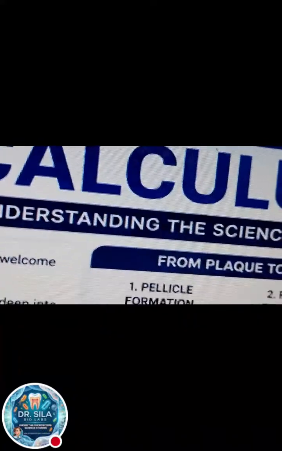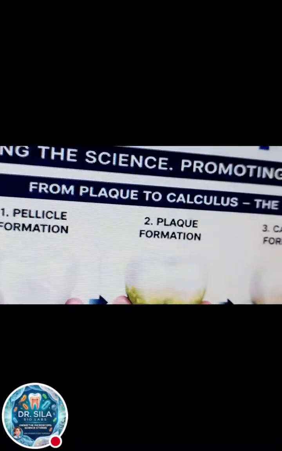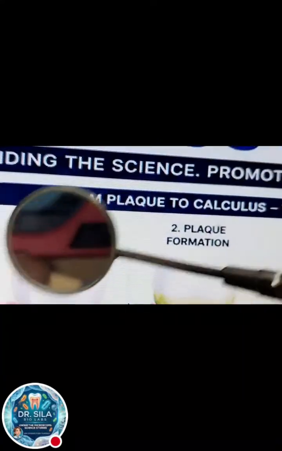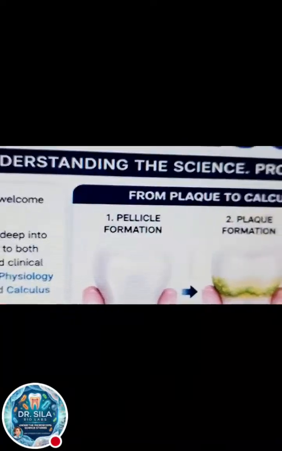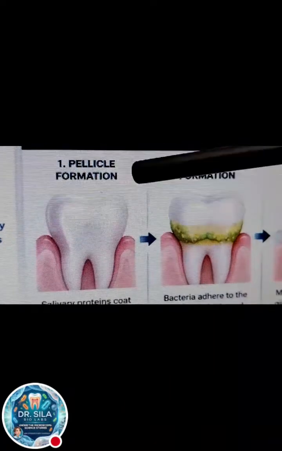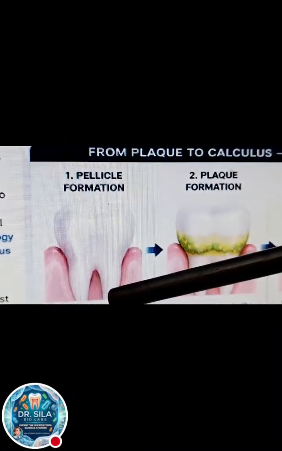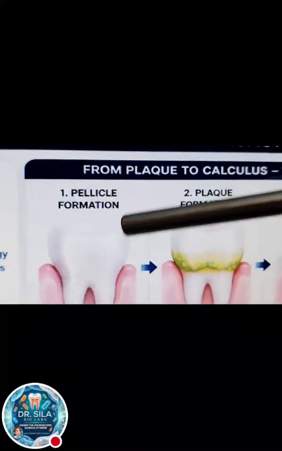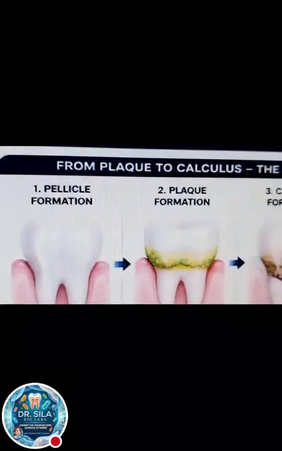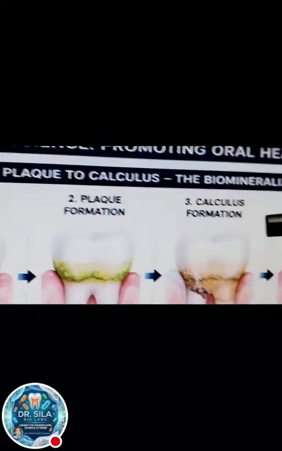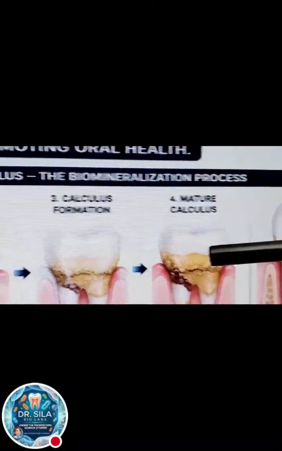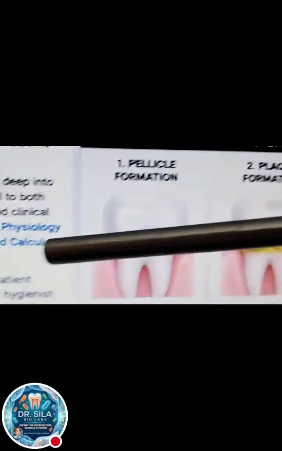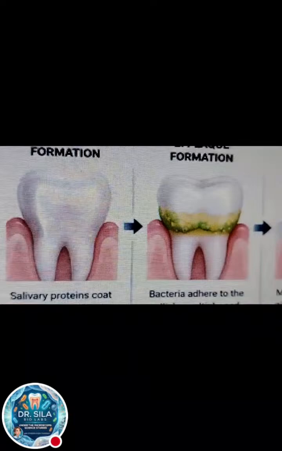oral health, from plaque to calculus formation. First, the thing that is formed is called the pellicle. It's a soft layer. We will be discussing each and everything in detail. Then the plaque is formed, and then the calculus is formed, and then the mature calculus. Okay? This is how the calculus is formed.